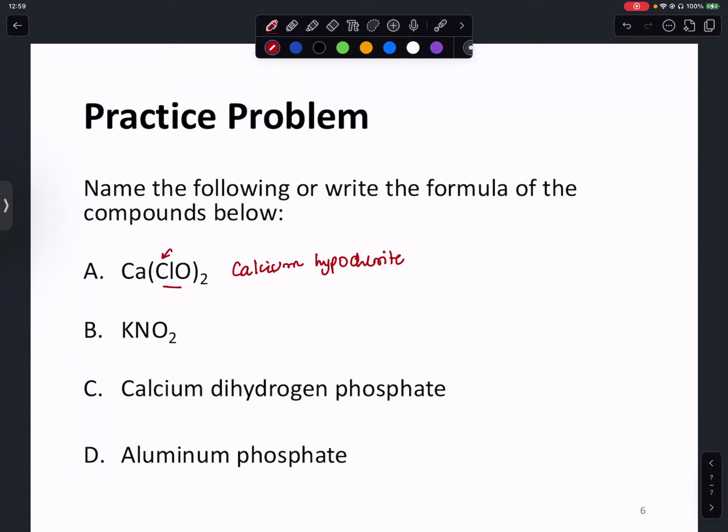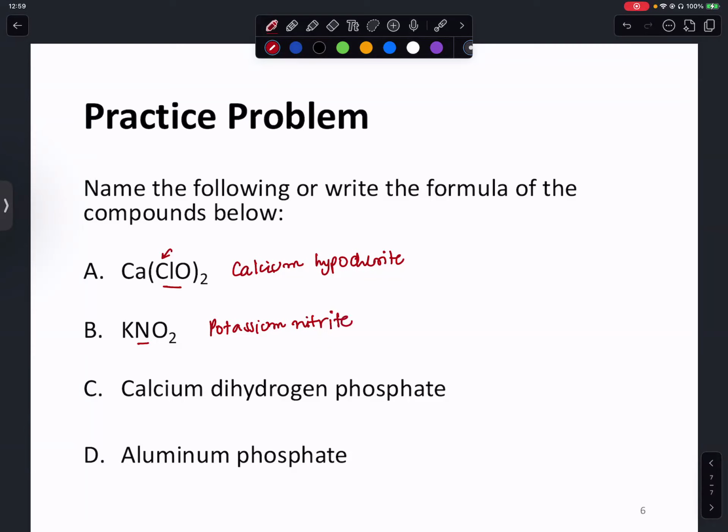Now B is KNO2. KNO2 is potassium, the cation. And then NO2 is nit. So nitr is for nitrogen. And then because it has a lesser number of oxygens compared to nitrate, it becomes nitrite.